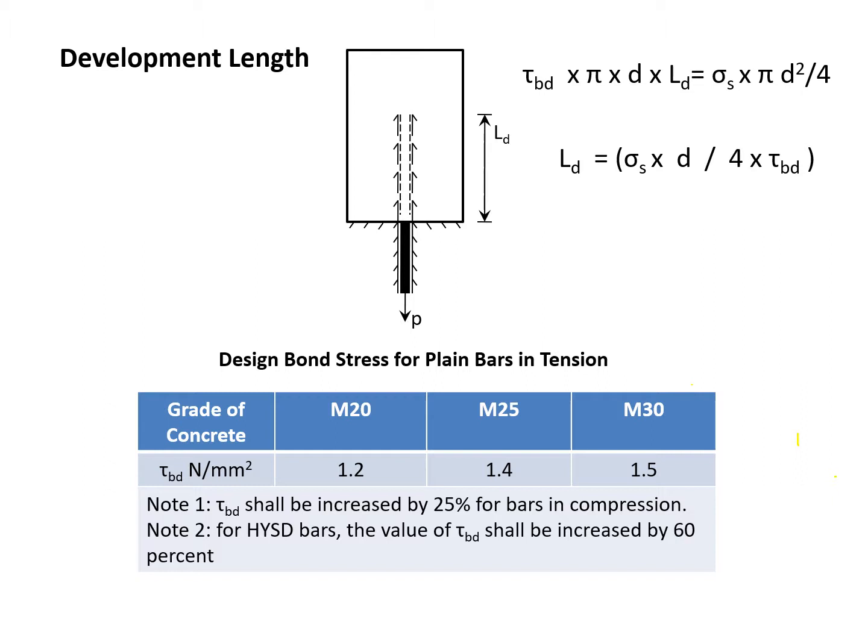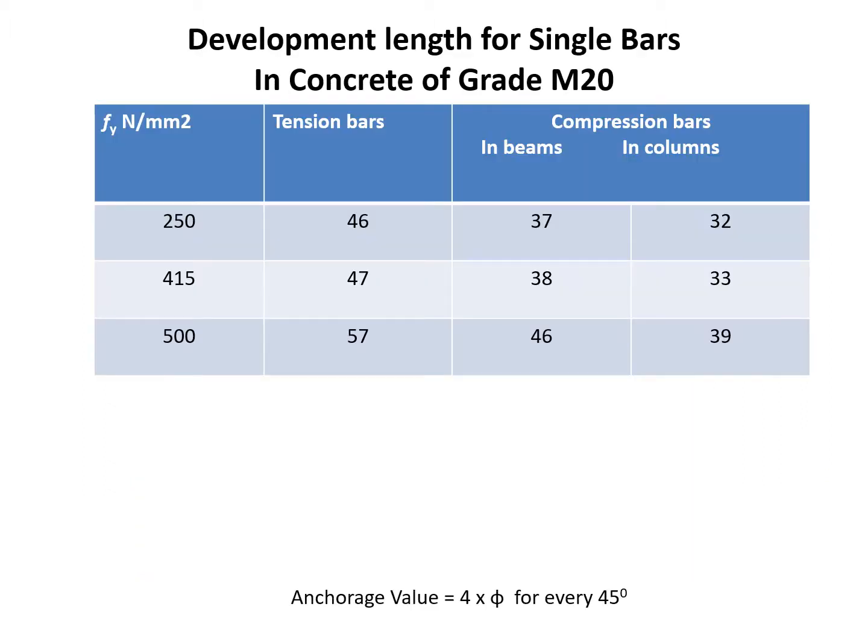Now see note 1. Tau BD, whatever is given here, shall be increased by 25% for bars in compression. And if the bars are in tension, then for high strength bars, the value of tau BD shall be increased by 60%. Now, what you should do is, using this formula, try to work out or verify the numbers in this table.